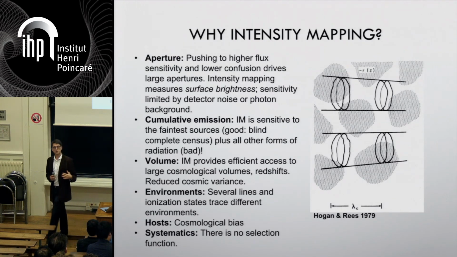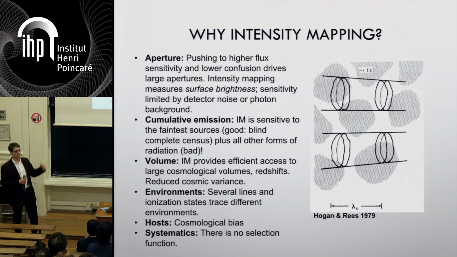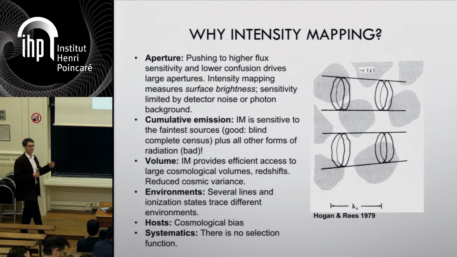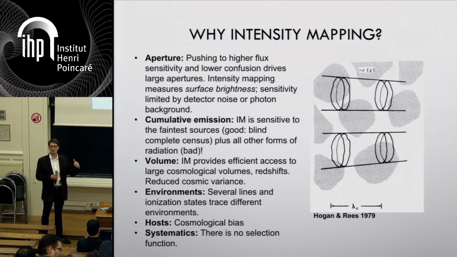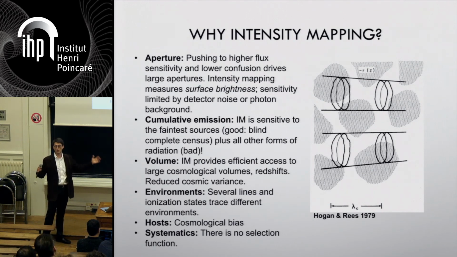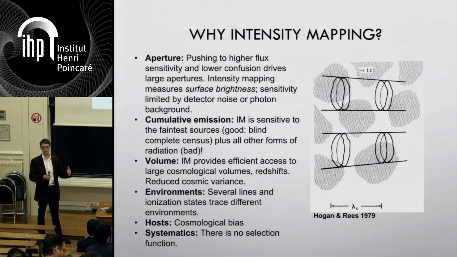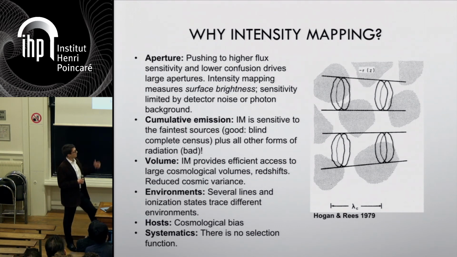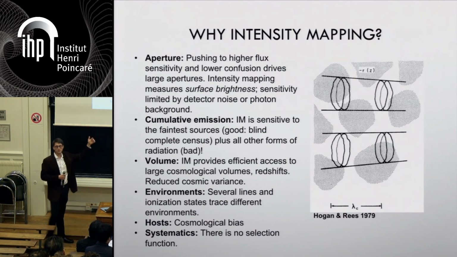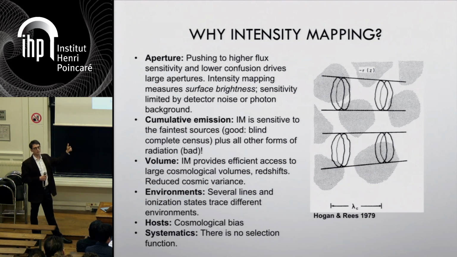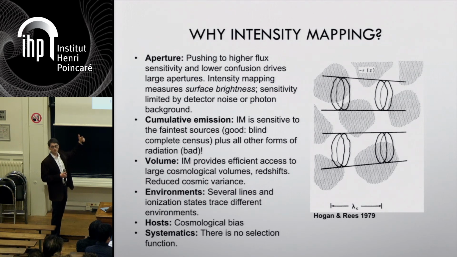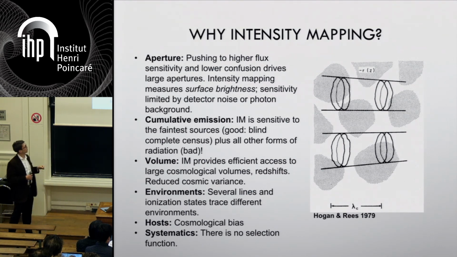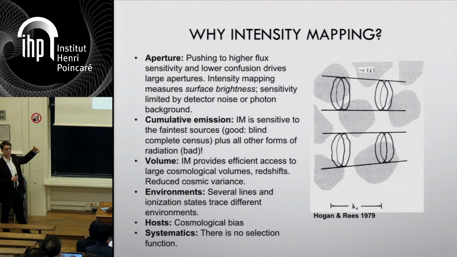So what are some more modern motivations for pursuing intensity mapping? I think aperture is one of the main drivers here. That is, pushing to higher flux sensitivity and lower confusion also pushes to large apertures. And from my point of view at NASA, we would like to do more science with smaller apertures, given that it drives cost. So in contrast, intensity mapping is a measure of the surface brightness, like the CMB, and that means that the aperture is a sort of second-order concern, and the primary concern is the sensitivity from detector noise or photon background.